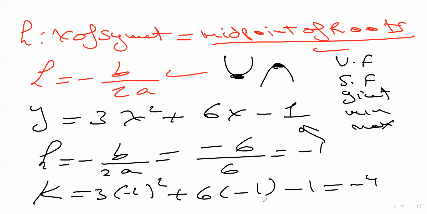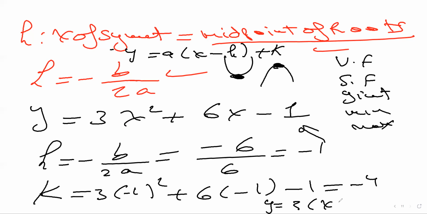So what is the equation of the parabola? Y equals a times x minus h, squared, plus k. Watch the rule: minus h, and h is minus 1, so we get x plus 1 squared, and k is minus 4. What does that mean? It means a stretch, opening up in a positive direction, 1 unit to the left and 4 units down. Is that clear? So to find h, minus b over 2a, and to find k, I substitute the answer of h in the given.